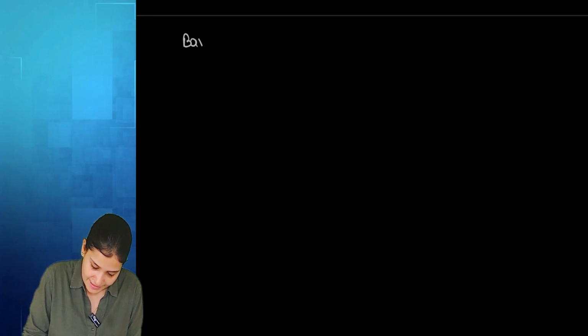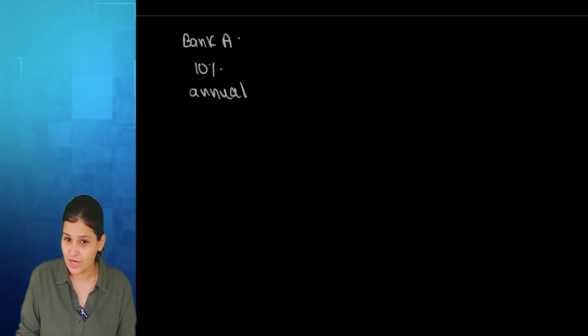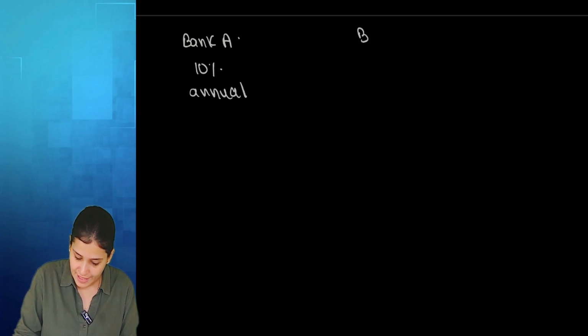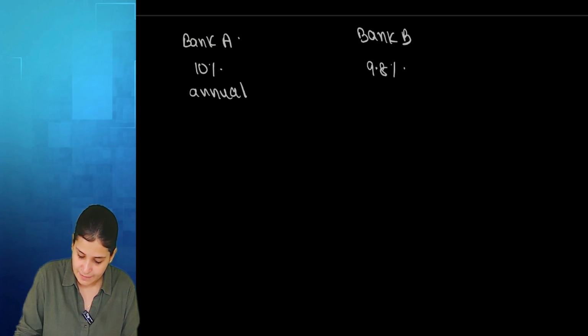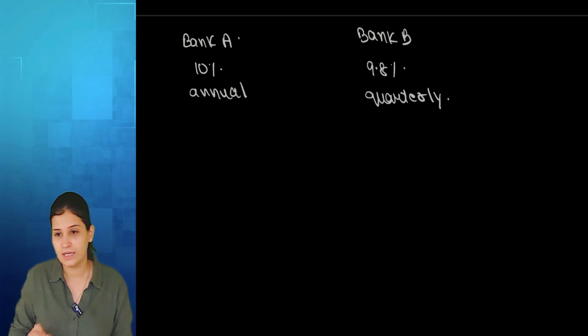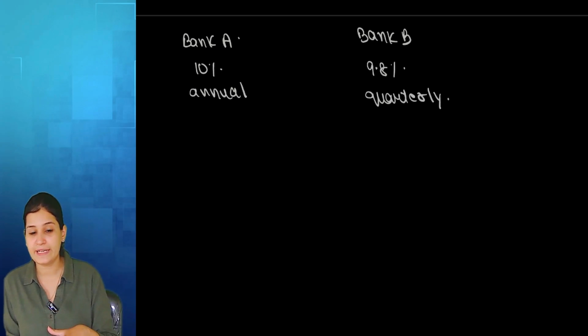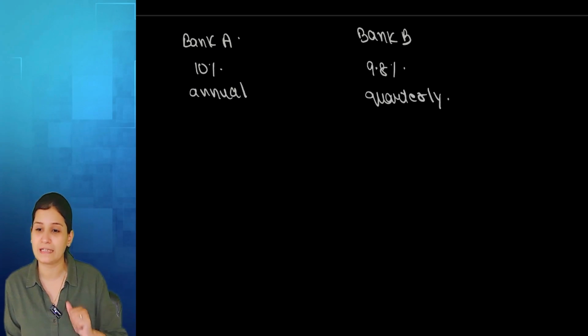Now, we are going to talk about another comparison scenario. Suppose bank A says that I'm giving you 10% annual interest rate. I'm investing. Add one more. And bank B says that I'm going to give you 9.8% but compounded quarterly. Agree? So what I want to find is which bank will give me a better rate, right?